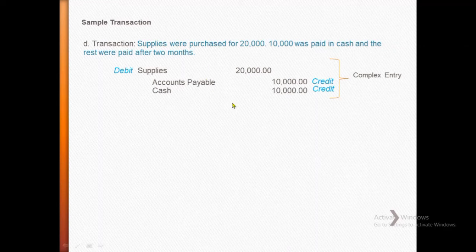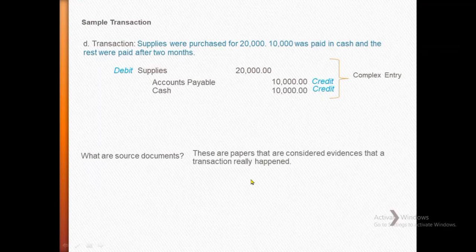So like we have this one. The debit is 20,000 and the credit total is also 20,000. Guys, before we go further, I would like to tell you that the data for the transaction, for example in this one, the 20,000 amount of the supplies as well as the payment terms, are found on the source documents. So what are these source documents?